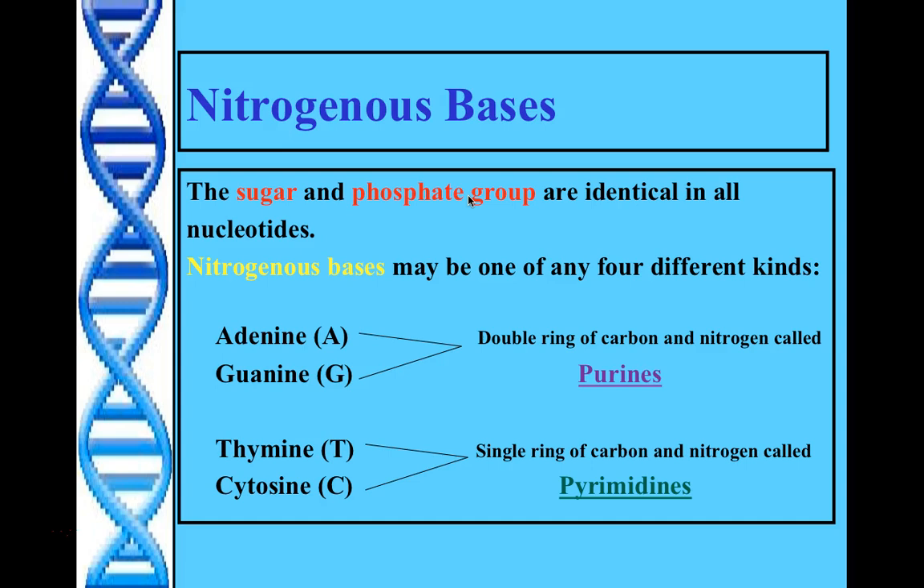Now we're breaking them up like this because there are 2 different types of nitrogenous bases. We have a group called purines and a group called pyrimidines. The only difference is their structure and how many carbons they have. So adenine and guanine, their structure is made of a double ring, and thymine and cytosine are made up of single rings. So we would call adenine and guanine purines, thymine and cytosine pyrimidines.